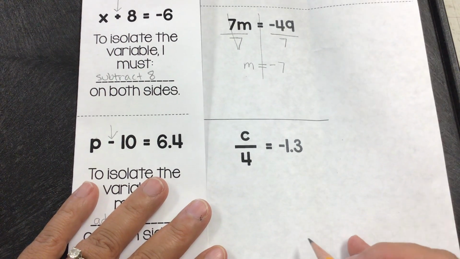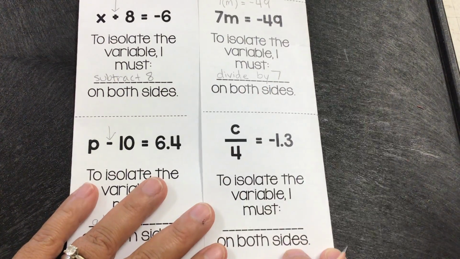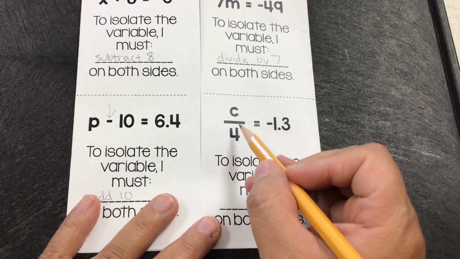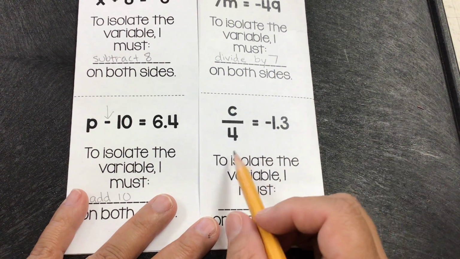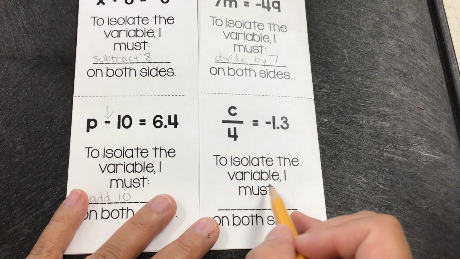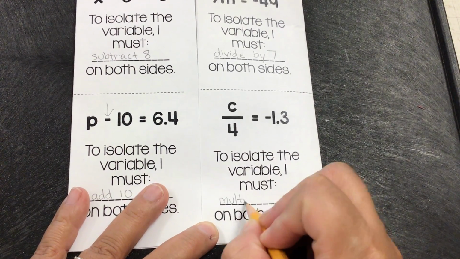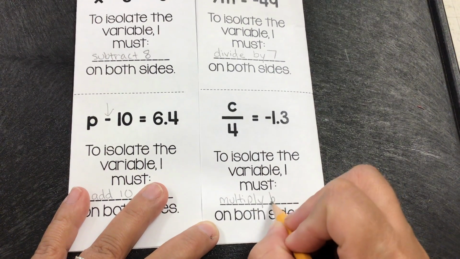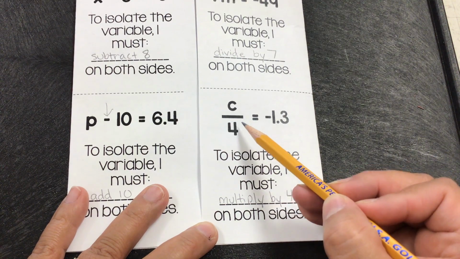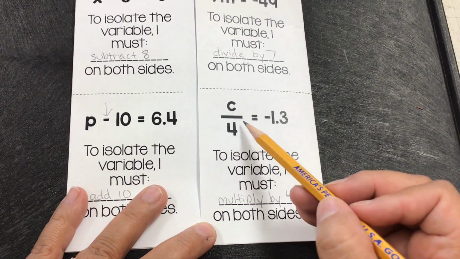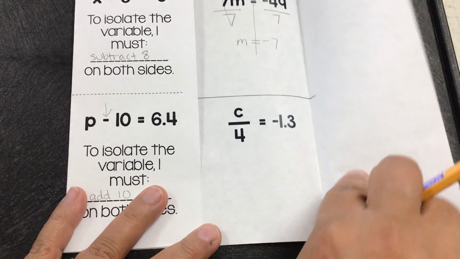On here, let's fold it over. We have c divided by 4 is equal to negative 1.3. What we want to do to isolate the variable, I must multiply this time by 4. This is showing division, and we want to divide by 4. I mean, we have division of 4, so we need to multiply by 4. Okay.